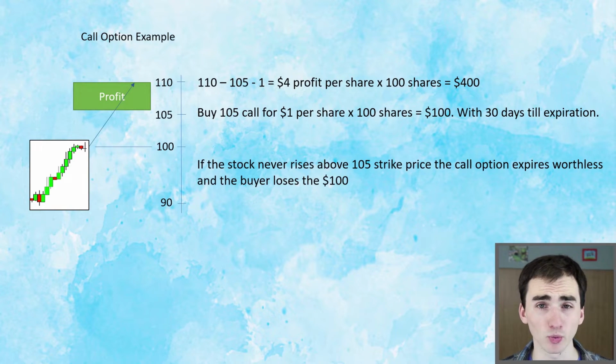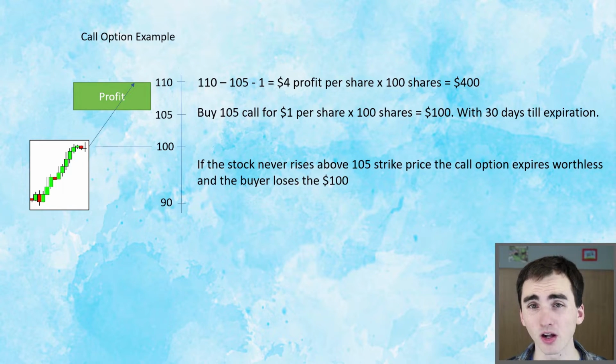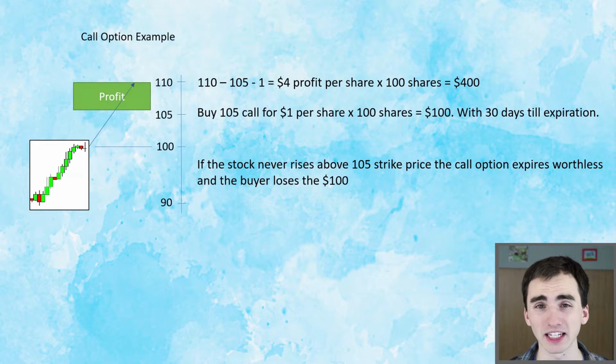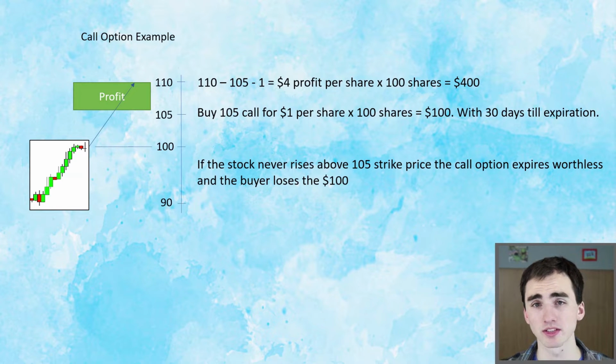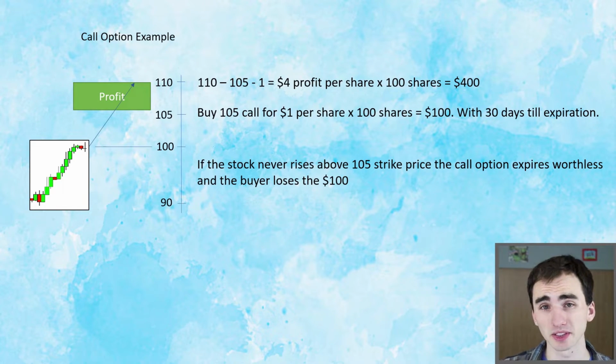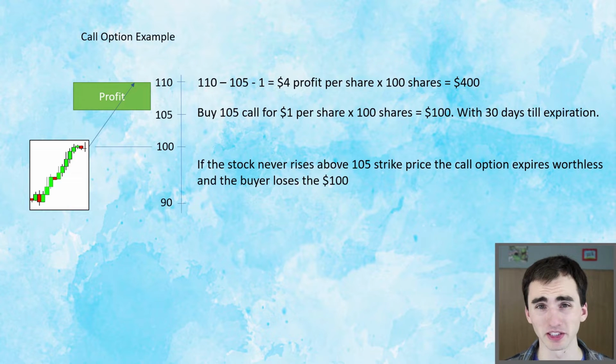Now, if the stock never rises above that $105 or that strike price, we won't want to use our call option because we'll be overpaying for the stock at that point. So at that point, we'll just let it expire worthless and we'll be out the $100 we paid for. But our hope here was that we risked $100 to try and make $400. So with those odds, quite often, a lot of the time we might lose.